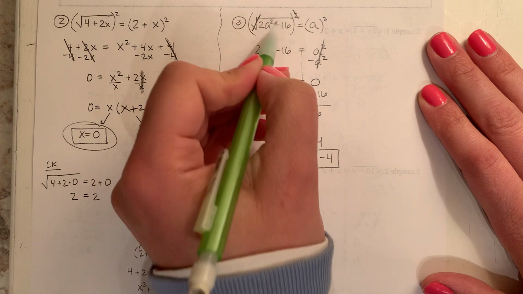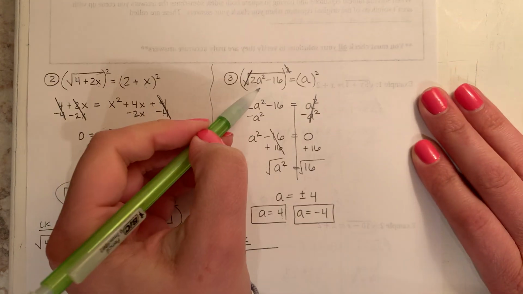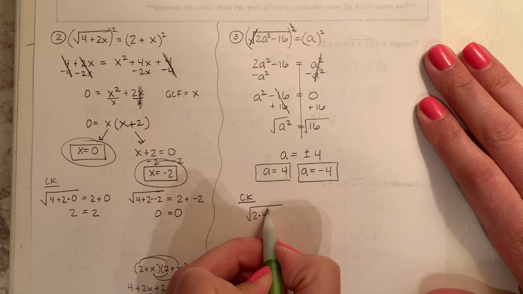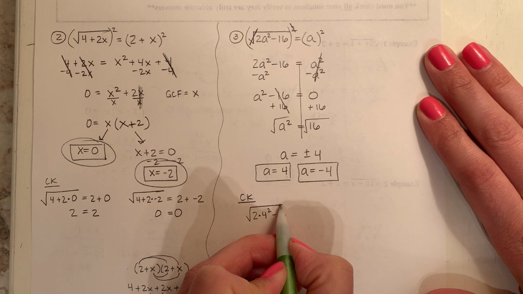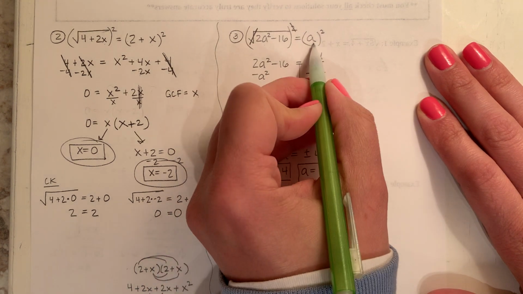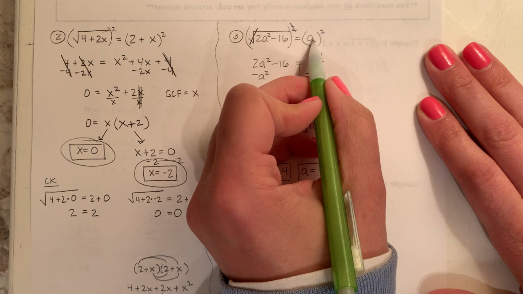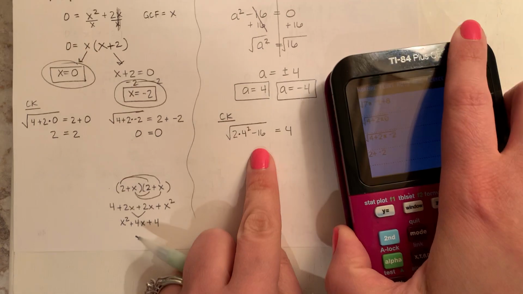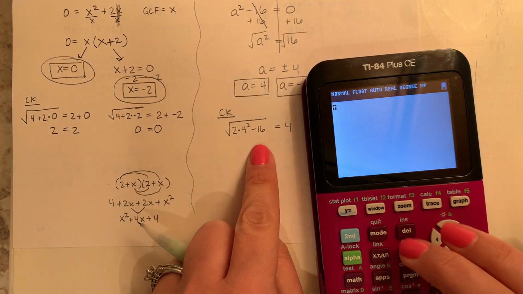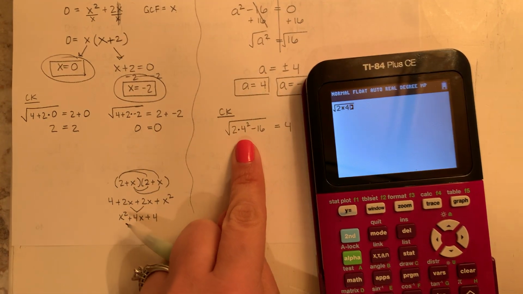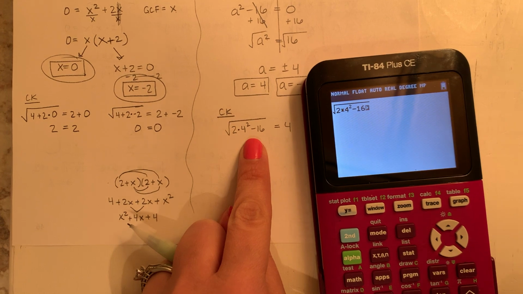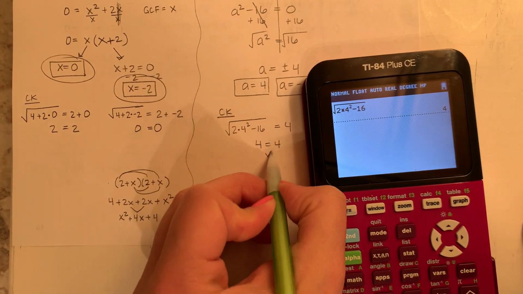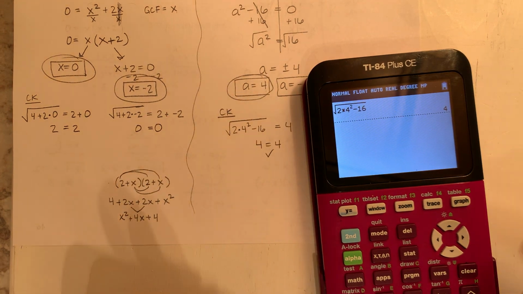Okay, so let's check the 4. I'll put 4 back into the original problem. So we have 2 times 4 squared minus 16 equals, and then remember this was just an a, not an a squared. So the 4 goes on the right-hand side. Let's see if the left-hand side is equal to 4. So I have square root 2 times 4 squared minus 16. Press enter. Yay, I get 4. So I can keep the answer of positive 4.